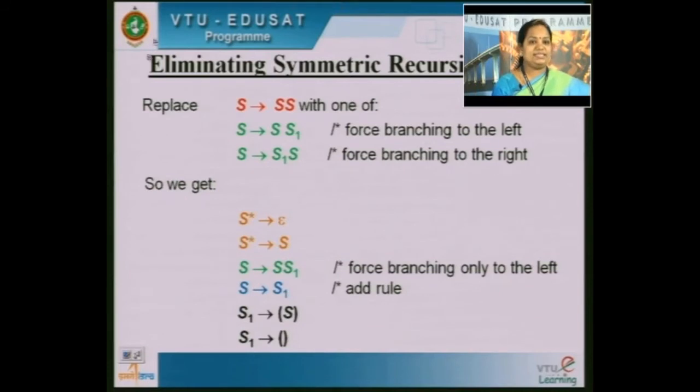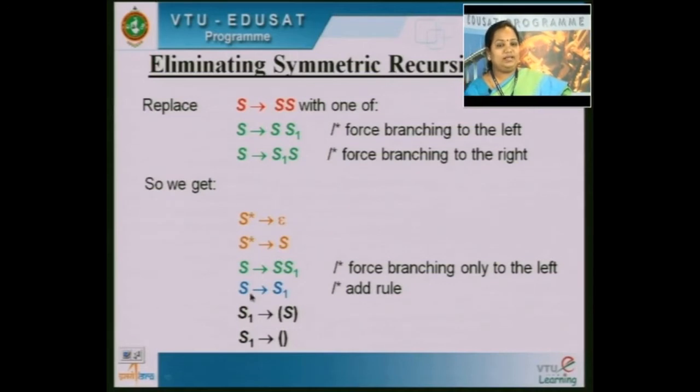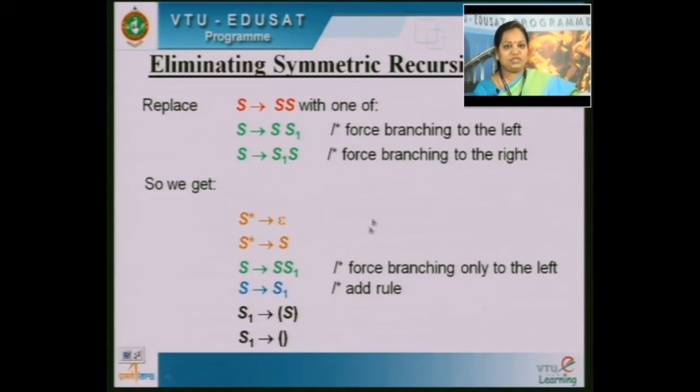So, the grammar obtained now is, previously you had S star tends to epsilon, S star tends to S, and now the third rule S tends to SS is replaced by one rule, either left or right. Here we will branch only towards the left. So, we take S tends to S S1, and S tends to S1 is the rule to be added, wherein S1 tends to (S), or S1 tends to (). So, this is the grammar obtained after eliminating epsilon productions and removing symmetric recursive rules, forcing them to branch only towards the left side.